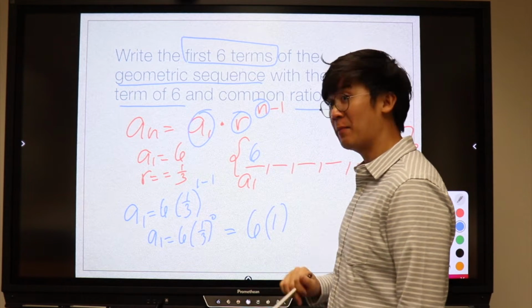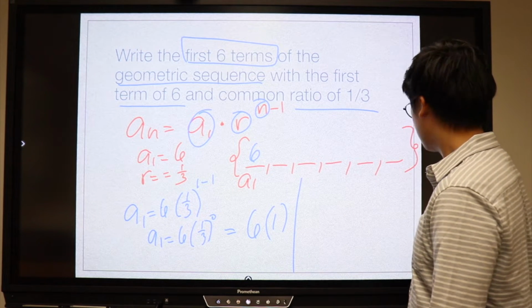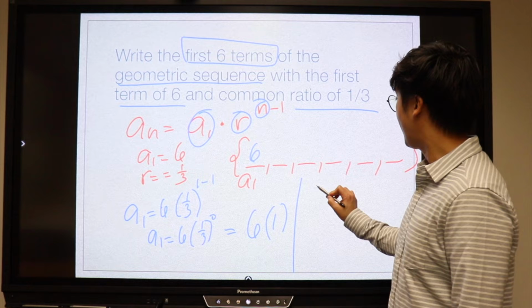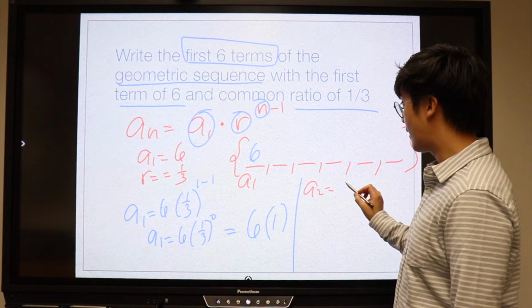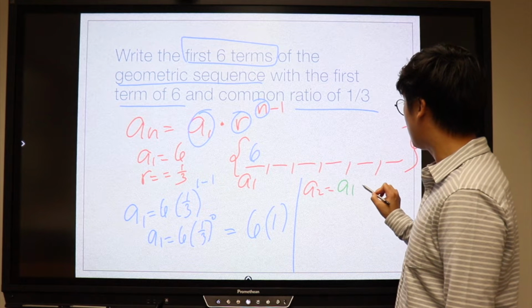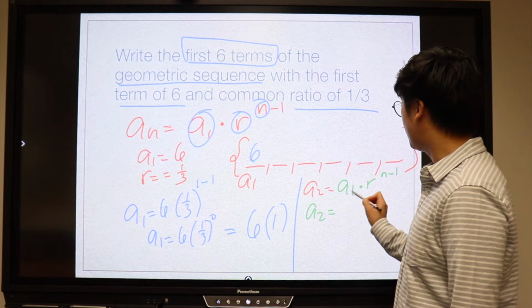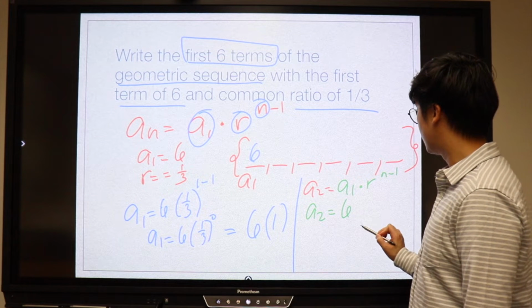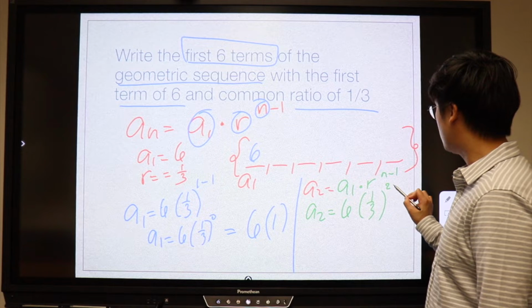We just need to worry about the second term, right? So how are we going to solve for the second term? Same thing. A sub 2 this time, which is, what is a sub 1? Because it needs to be a sub 1 times r to the n minus 1. So a sub 2 is, what is the first term? 6. What is r? 1/3. And n is 2 minus 1, right?